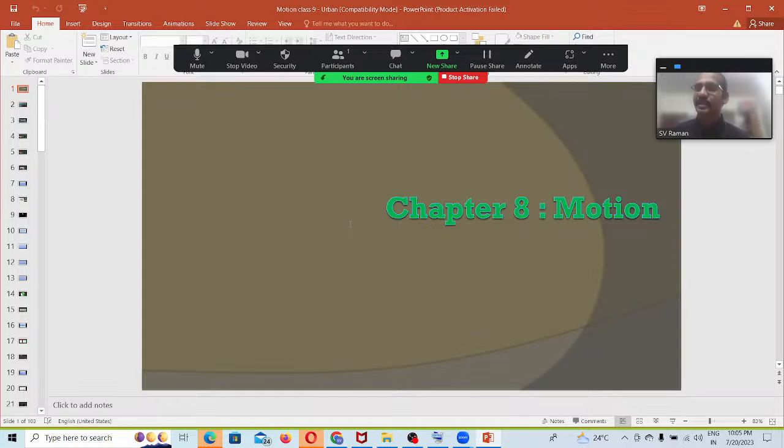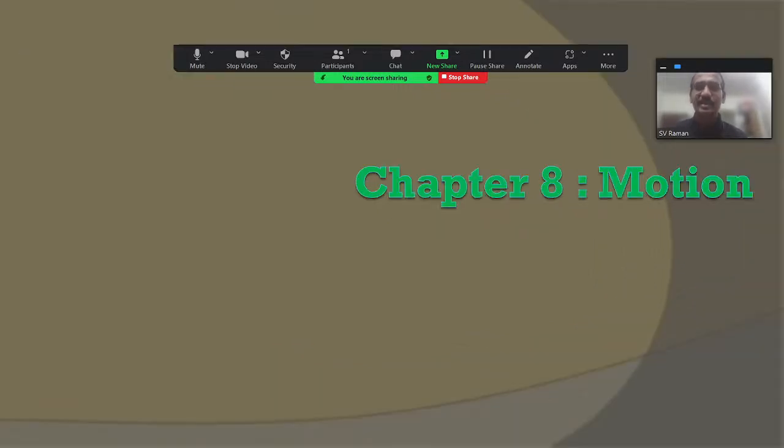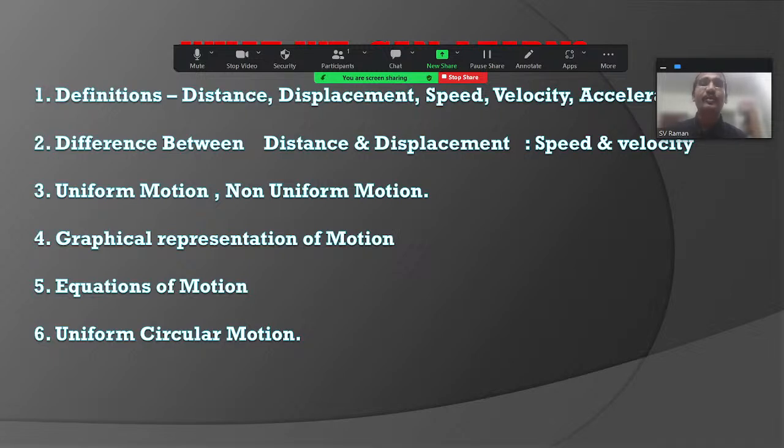Coming to class 9th standard, there is a chapter called motion. Can we start? Yes. So now the basic question for us: what is motion? What are we learning in this chapter? There are definitions: distance, displacement, speed, velocity, acceleration. The difference between distance and displacement, speed and velocity. Uniform motion, non-uniform motion. Graphical representation of motion. Equations of motion. Uniform circular motion.